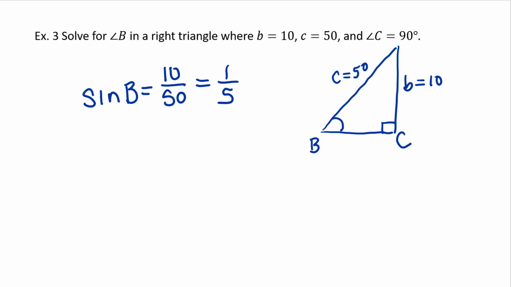But that doesn't quite answer our question. We need the angle value for B, so let's take the inverse function, and we get that B is equal to the sine inverse of 1/5. That still doesn't quite give us the degree measure, but that is an exact answer. Let's see how to solve it using a calculator.